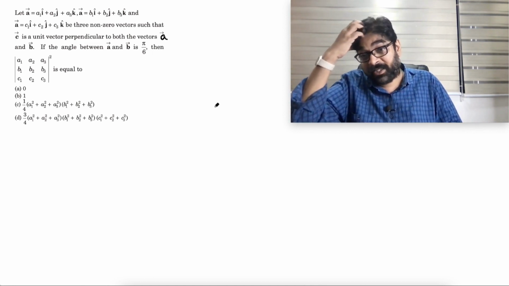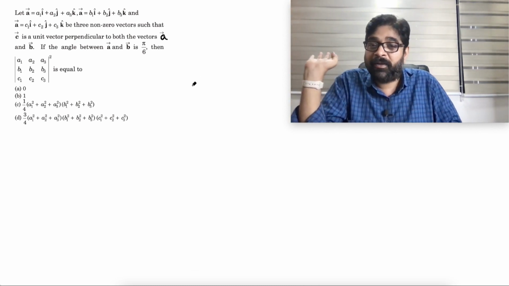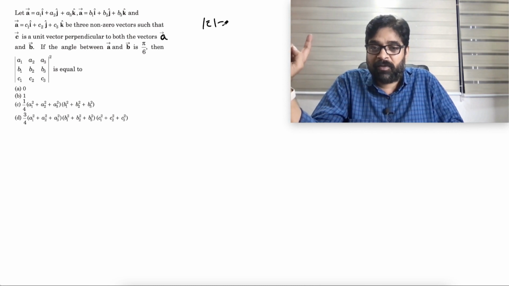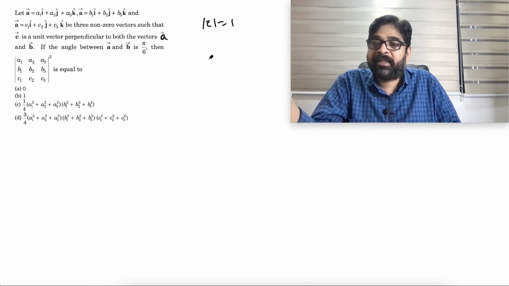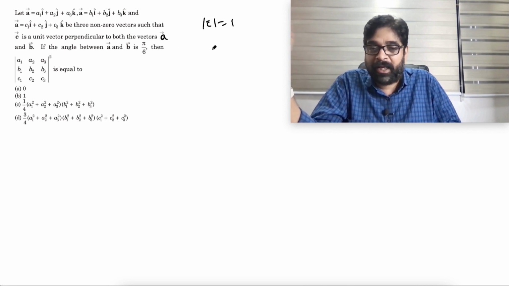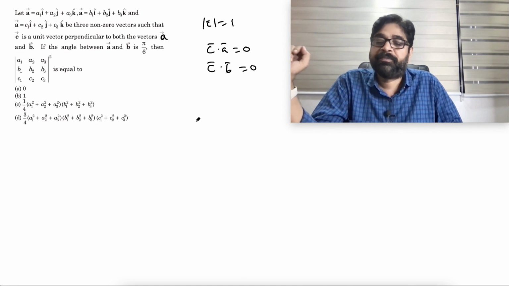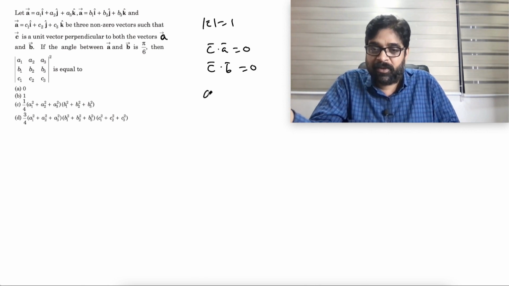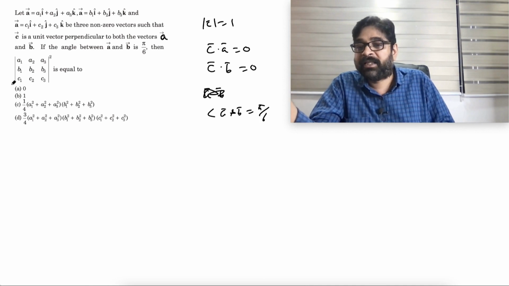So what information is given? A, B, C are non-zero coplanar vectors. Very good. And C is a unit vector, meaning mod C equals 1. And C is a unit vector perpendicular to both A and B, meaning C dot A will be 0, C dot B will be 0. Yes or no? These are the few pieces of information given. And the angle between A and B is pi by 6. They are asking this value.